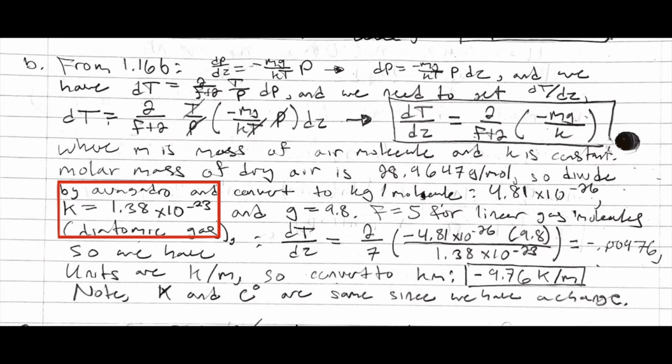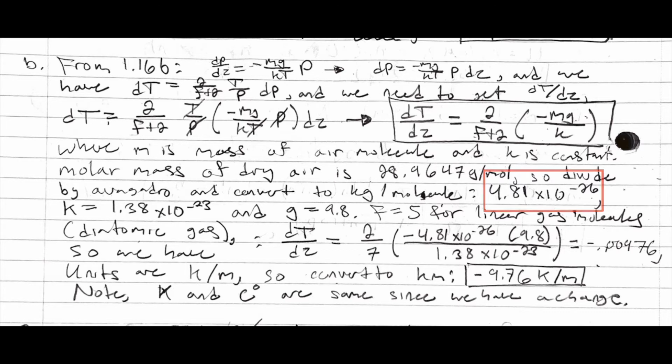k is 1.38 times 10 to the negative 23rd. g is, of course, 9.8 meters per second squared. And I found the molar mass of dry air to be 28.9647 grams per mole. But m is the average mass of a single molecule of air, so I had to divide by Avogadro's number, and then divide again by 1,000 to convert to SI units from grams to kilograms.